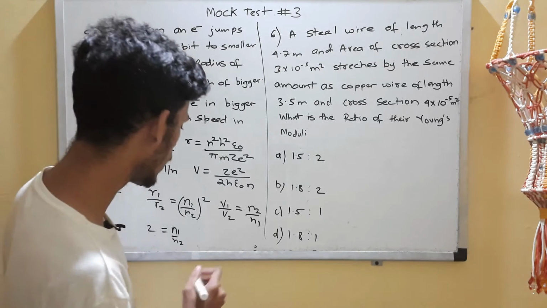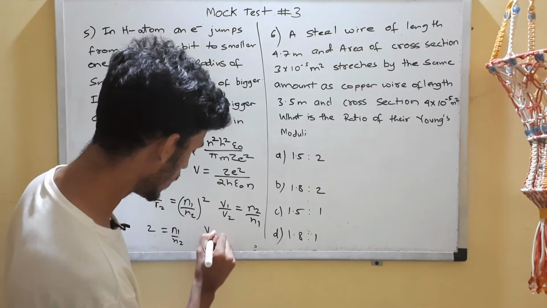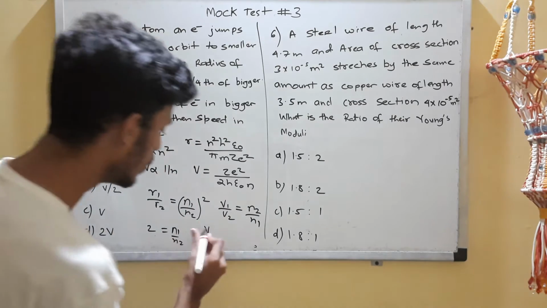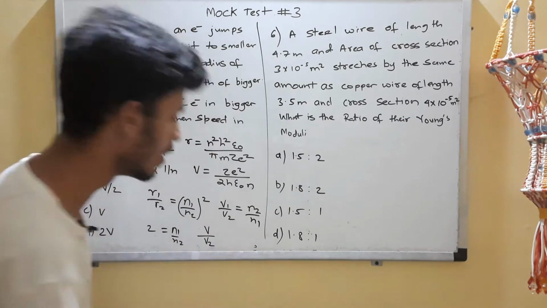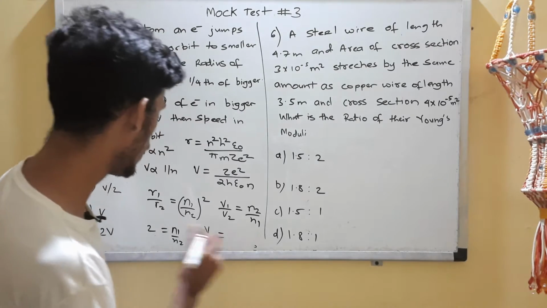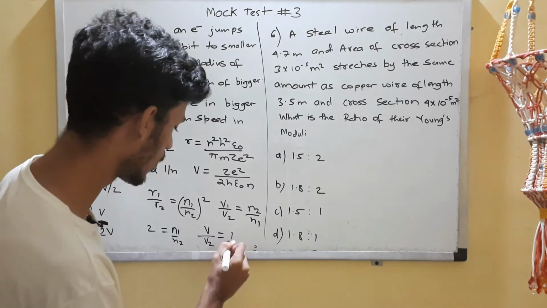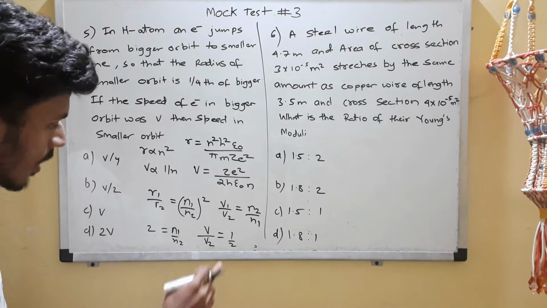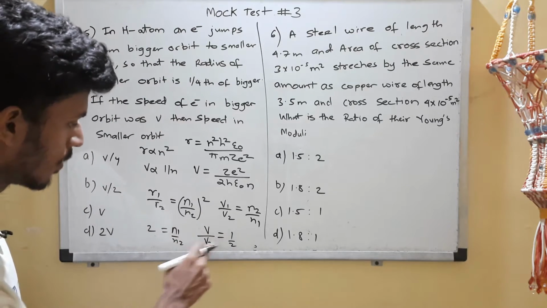Okay, so we can use that over here. So v1 is the velocity in the bigger orbit, which we know as v, right? v2 is what we want to find. It's the velocity in the smaller orbit. n2 by n1, that is the reciprocal of this. So v2 will be nothing but 2 times v, right? v2 will be nothing but 2 times v.